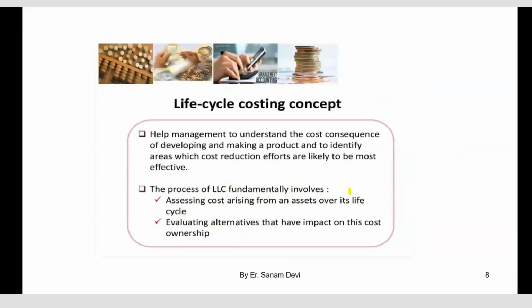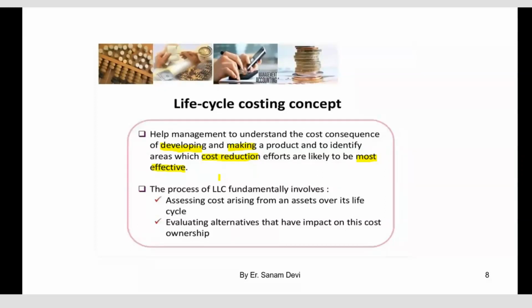Another life cycle costing concept is that it helps management to understand the cost consequences of developing and making a product, and to identify areas in which cost reduction efforts are likely to be most effective. If you read about life cycle costing, it is easy for management to see in which case we can easily reduce the cost. Maybe it is research and development, design or support stage, in which stage we can reduce our cost. We can read about that and effectively reduce our cost.